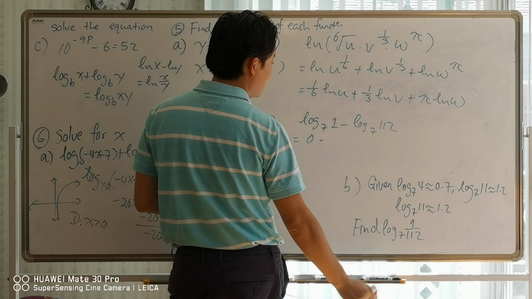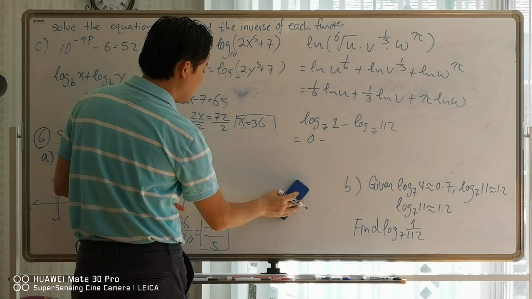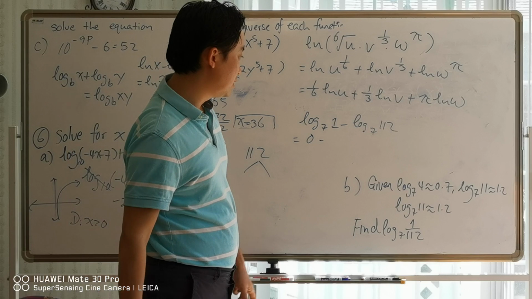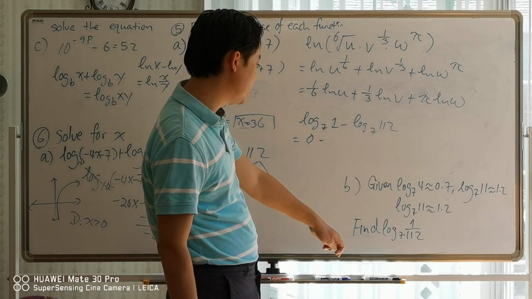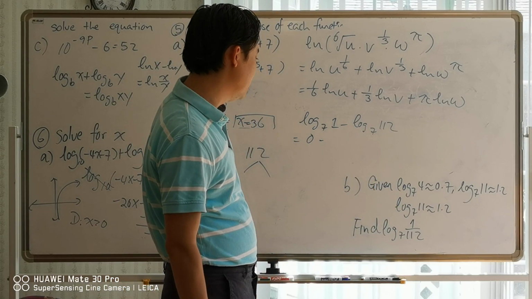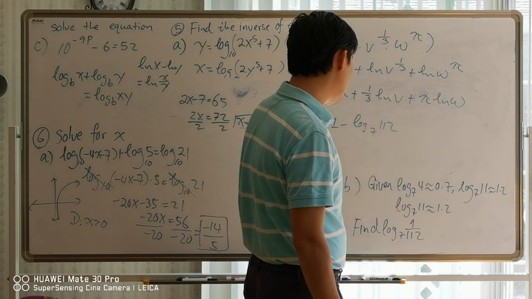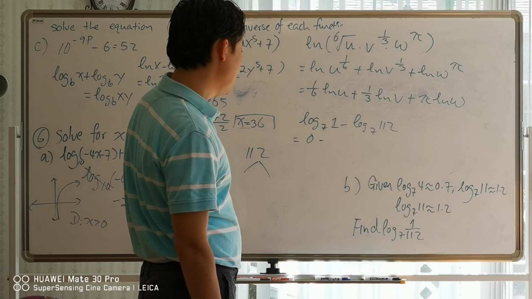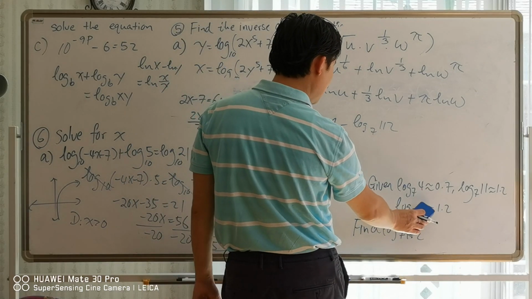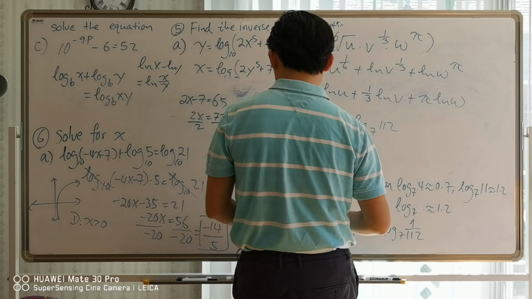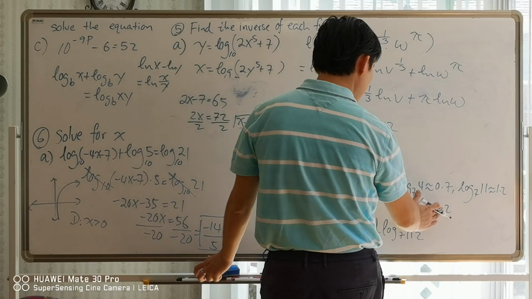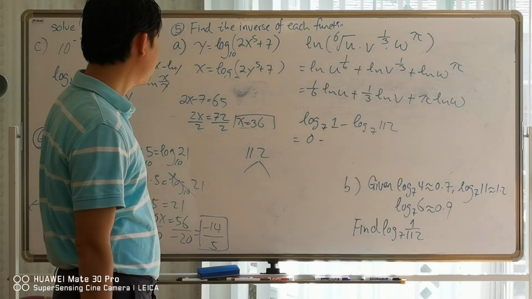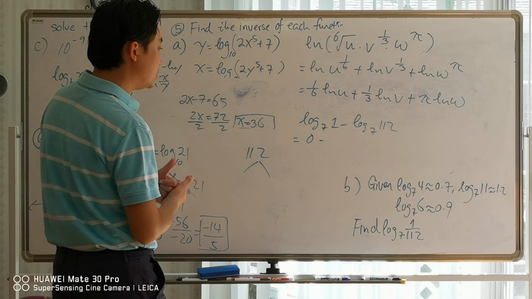Now, what about log base 7 of 112? For the 112, we want to set up the factor tree. According to the conditions we have right here, log base 7 of 4 is 0.7, log base 7 of 11 is 1.2, and I believe this one is supposed to be log base 7 of 6. Let me check back with my computer here. It's like 0.9 or something. It is.